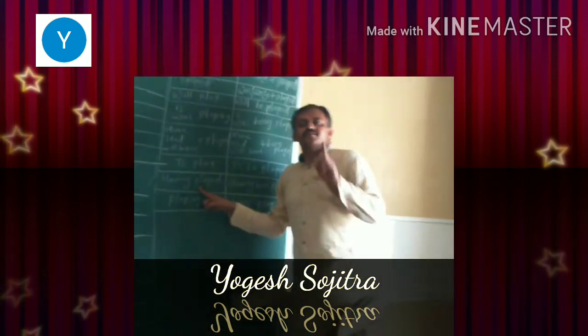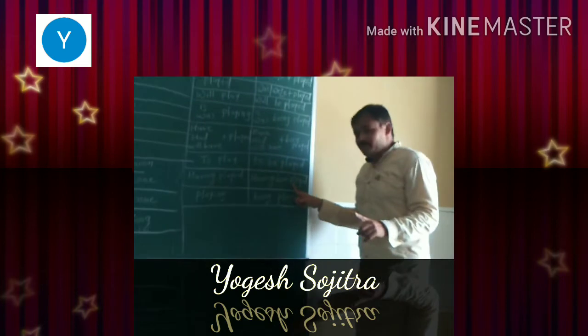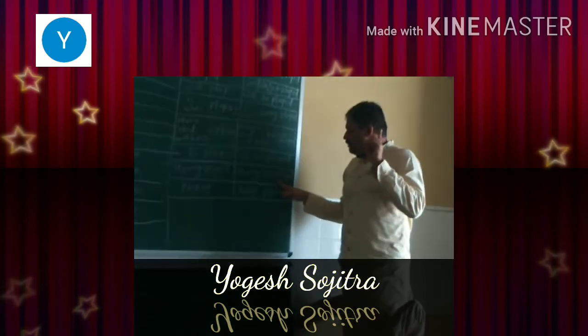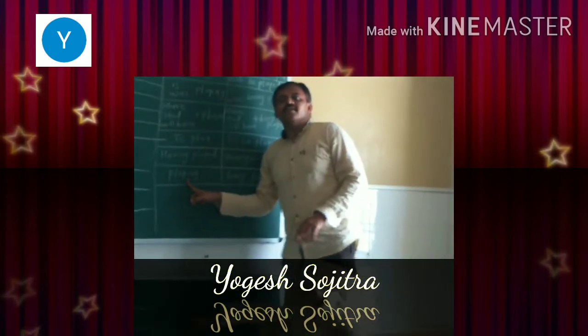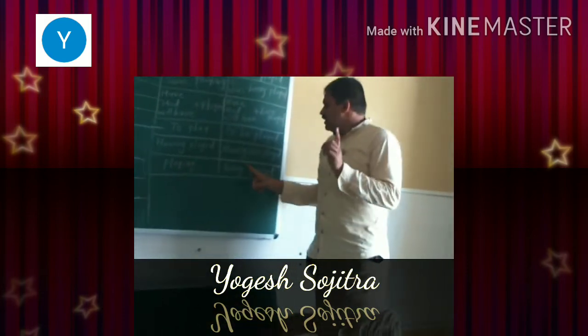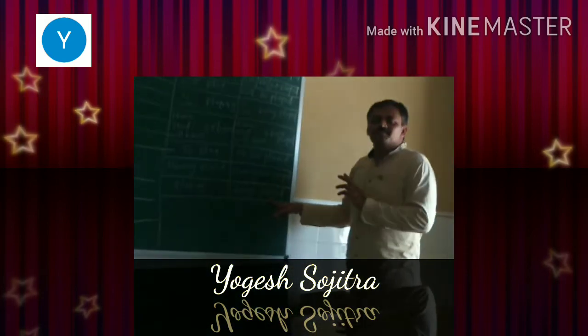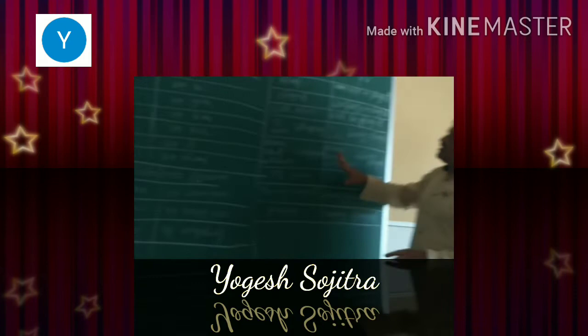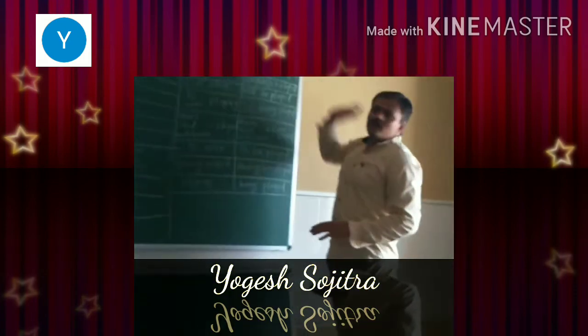Having played is a perfect participle. It becomes having been played while making passive. Playing is a present participle. It becomes being played while making passive. So this is the chart of the verb changing.